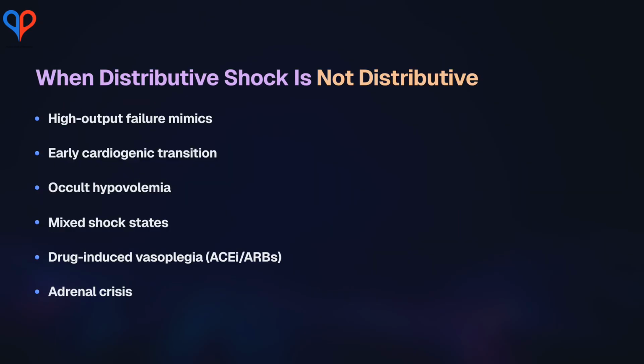Several conditions mimic distributive shock, including ACE inhibitors or ARBs, vasoplegia, adrenal crisis, high-output cardiogenic states, and unrecognized hypovolemia. These must be identified early to avoid anchoring bias.